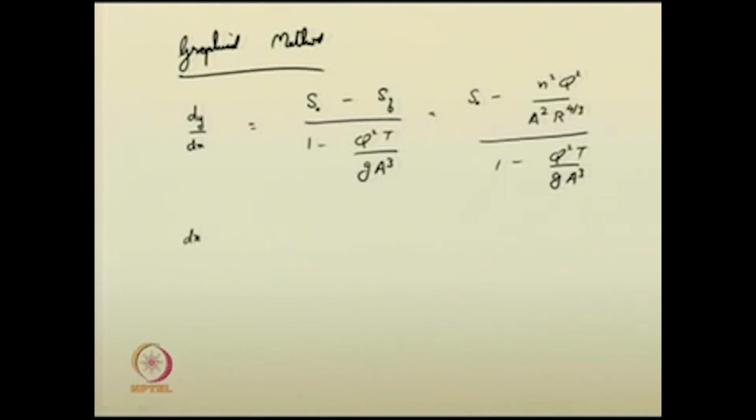So, what do you infer from this? You can write the inverse of this differential equation, dx/dy is equal to (1 minus Q squared T by g A cubed) divided by (S0 minus n squared Q squared by A squared R to the power of 4/3). You can integrate them.